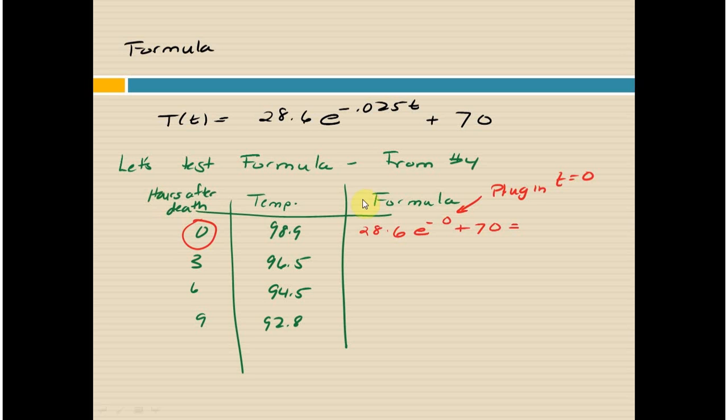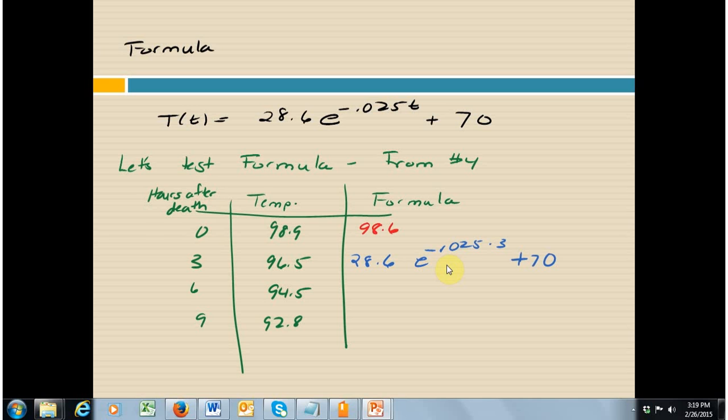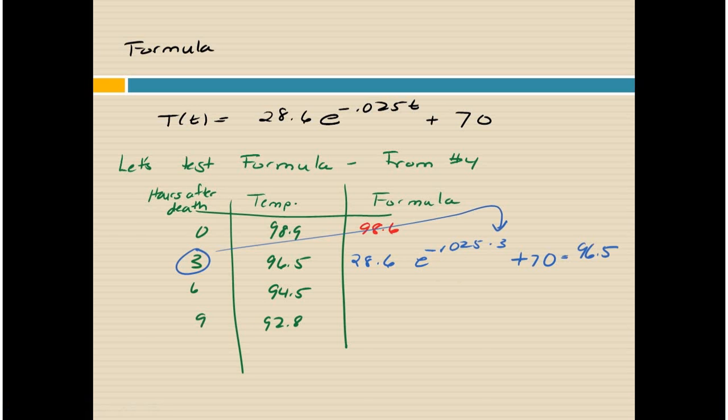So I take the x value of t equals 0, and I plug it into the formula for t equals 0. So I put in t equals 0 here, and 0 times anything is 0, so that goes away. And I get the y value of 98.6, close to 98.9. I do the same thing with t equals 3. If I take t equals 3 and plug it in for t, that's all I did. I plugged it in for the formula. I get 96.5. Not bad. They're a perfect match.